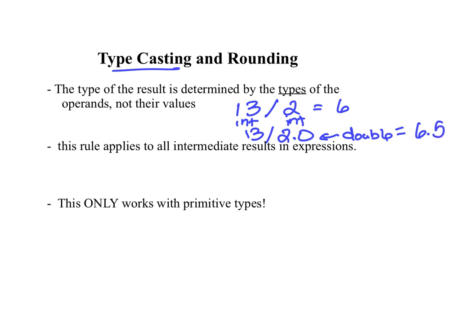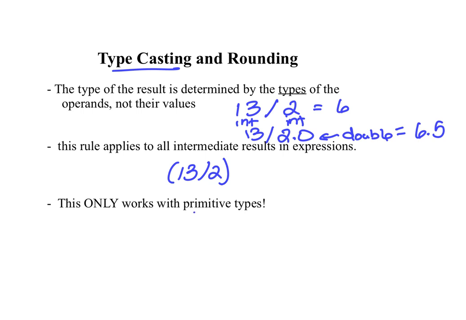Okay, so 2.0 is a double. 13 is an integer, so it takes the larger type, the one that takes the larger amount of memory. So that's why it's 6.5. Interesting, right? So intermediate results, it doesn't really matter. If somewhere in your program, in your calculation, you had 13 divided by 2, you would lose that 0.5 somewhere if you don't put a .0 on the 13 or the 2.